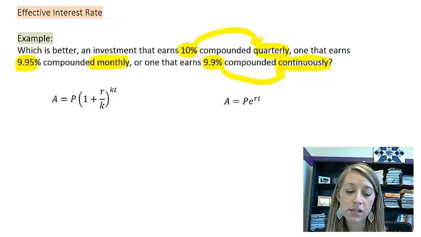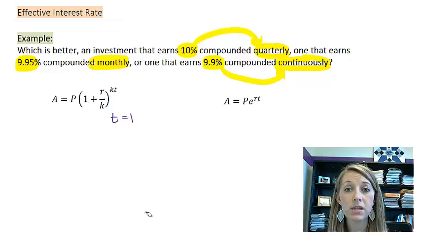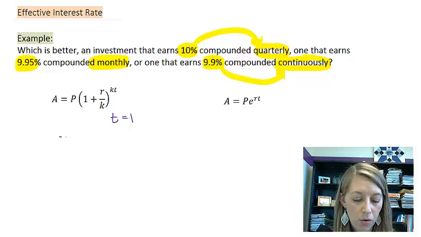Okay, well, the first thing that we're going to do is let time equal 1 because it's going to be easy to compare each of these after the end of each year. So I'm going to let time equal 1 for both of these equations. So we can just substitute 1 in for t, leaving us this here.